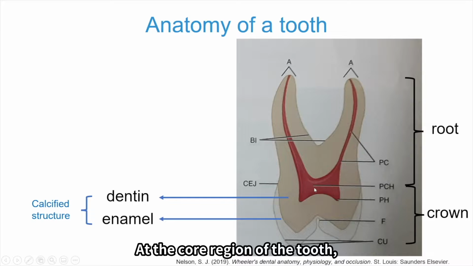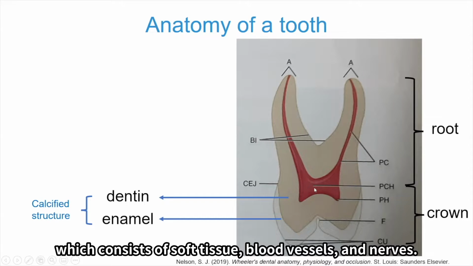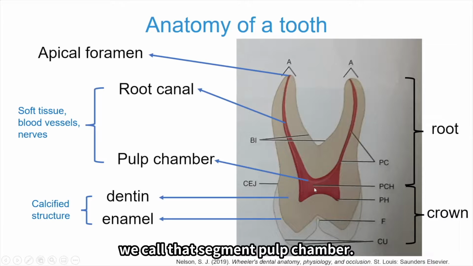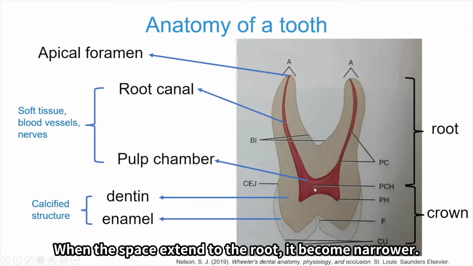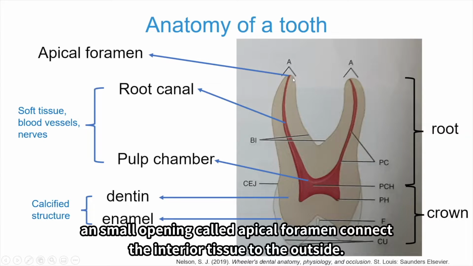At the core region of the tooth, there's a hollow space containing pulp, which consists of soft tissue, blood vessels, and nerves. The space near the crown is much bigger. We call that segment the pulp chamber. When the space extends to the root, it becomes narrower. We call it the root canal. At the tip of the root canal, a small opening called the apical foramen connects the interior tissue to the outside.